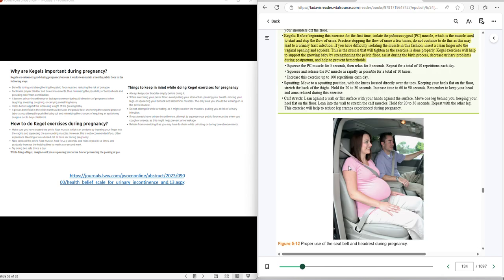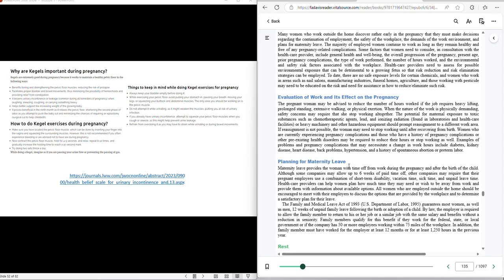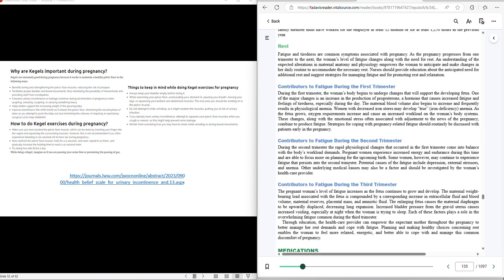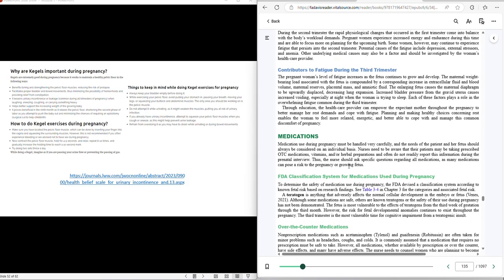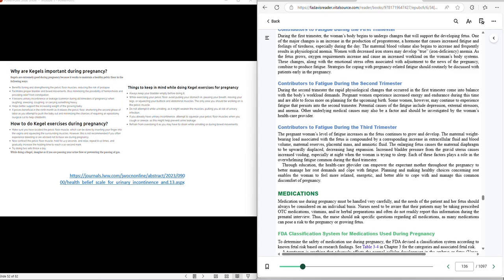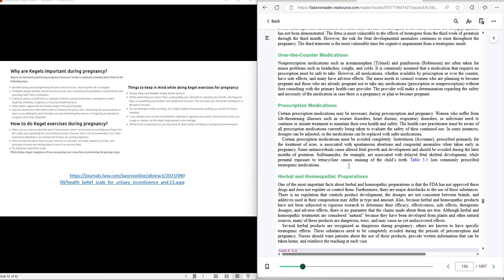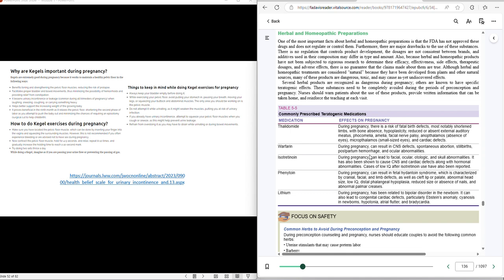Rest and work, planning for maternity leave. All this, it goes through. Over-the-counter medications, what is safe, what is not safe. Prescription medicines, make sure you read through that. Any type of herbal or homeopathic medications. And then we have Table 5.5. This is on page 137.